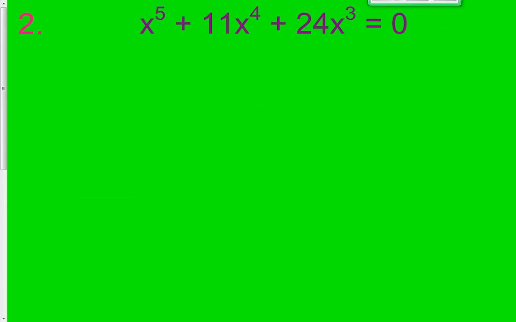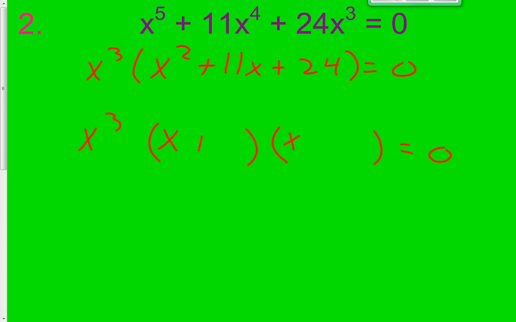Why don't you guys pause the video and try number 2 on your own. Alright, after you've tried this one on your own, you've factored out an x cubed first, hopefully. And that way you got an x squared plus 11x plus 24 equals 0. So now we have x cubed times 2 different parentheses. And those parentheses are x times x and 8 and 3.